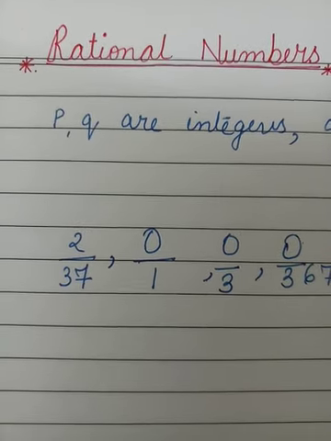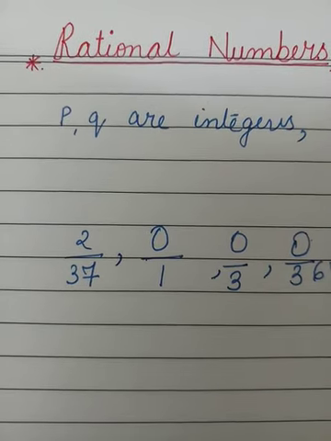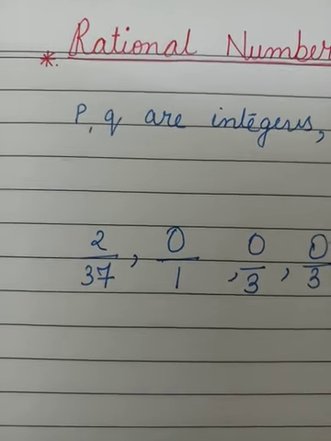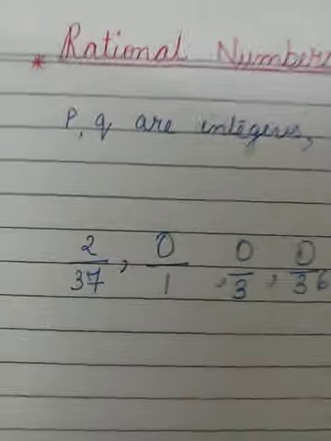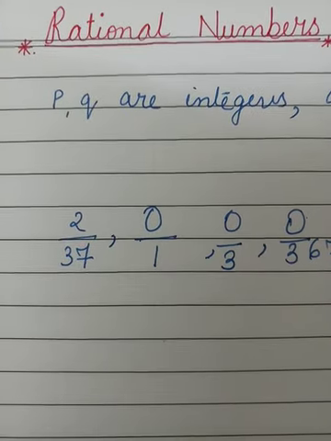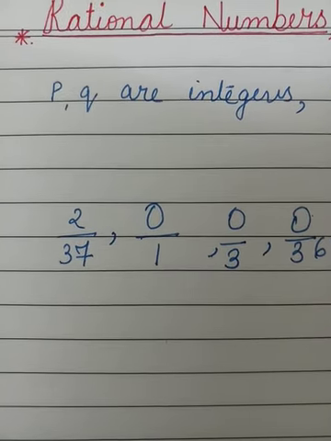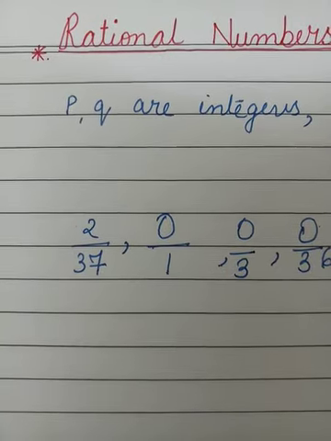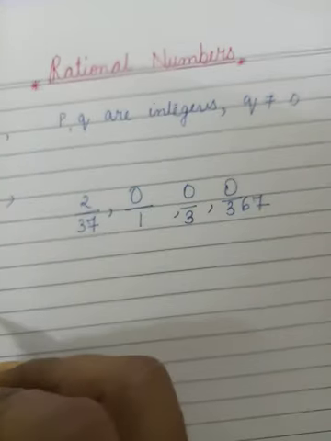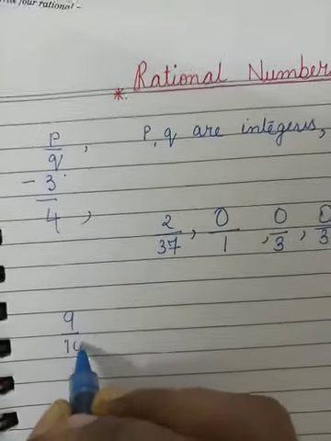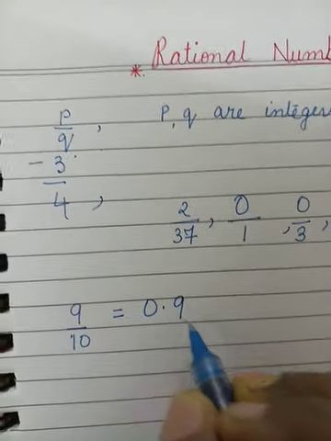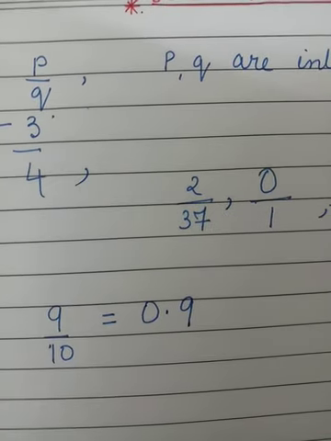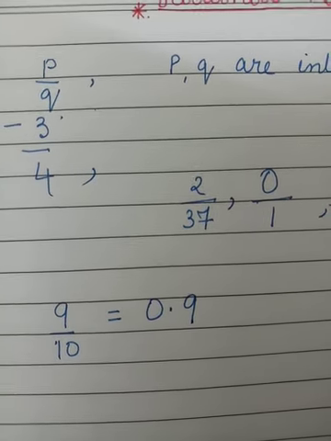Then remember children, every fraction is a rational number, because natural numbers are a part of integers only. Every fraction is a rational number, and every terminating decimal, that means 9 by 10. If you divide 9 by 10, what will you get? 0.9. So it's a terminating decimal, therefore it is also a rational number.